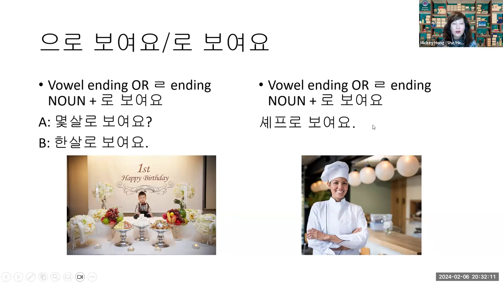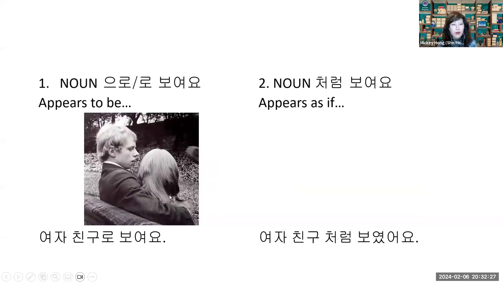Please watch the culture video about 돌잡이. It's a game that they play on the baby's first birthday. The person is in uniform. Chef으로 보여요. Looks like she's a chef. Looks as if she's a chef. Looks are deceiving. 여자친구로 보여요. Looks like it's his girlfriend, right?